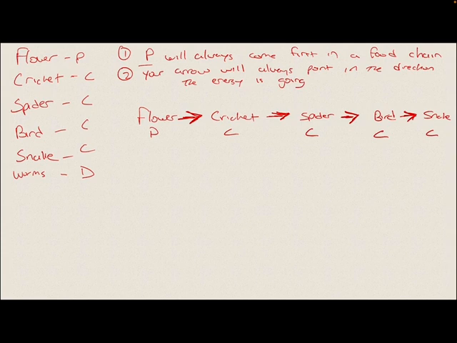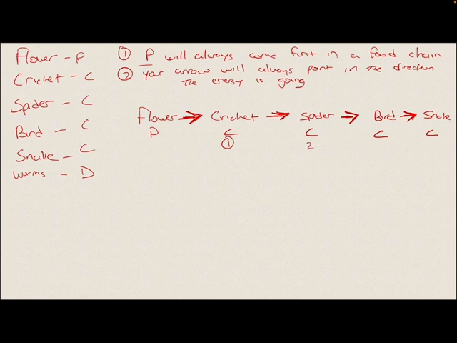So now that we have our producers and consumers, we need to classify them. So that comes back to our primary, our secondary, our tertiary, our quaternary. So what do we always remember? Our primary consumer is the first consumer in the food chain. Which of these is the first consumer in our food chain? It's going to be your cricket, right? Because that eats the producer. So this is going to be your primary consumer.